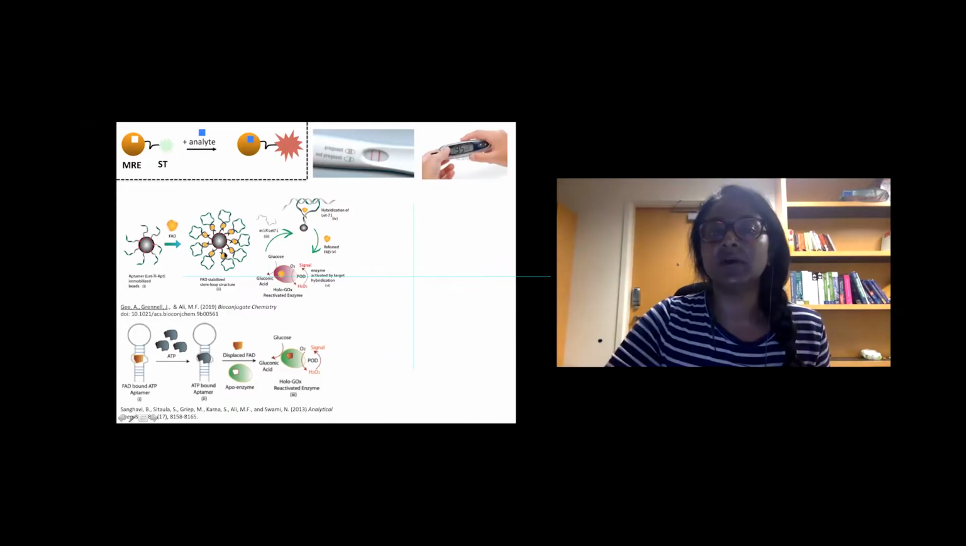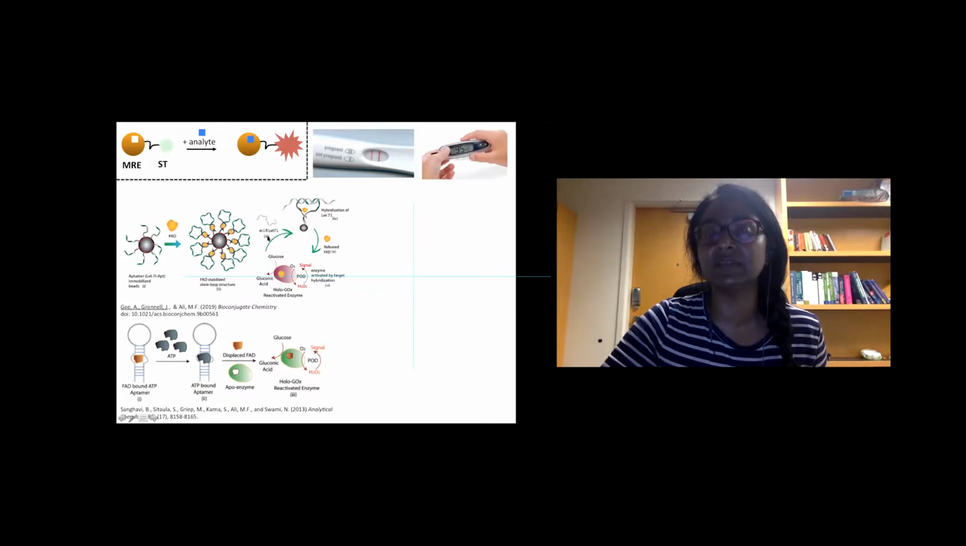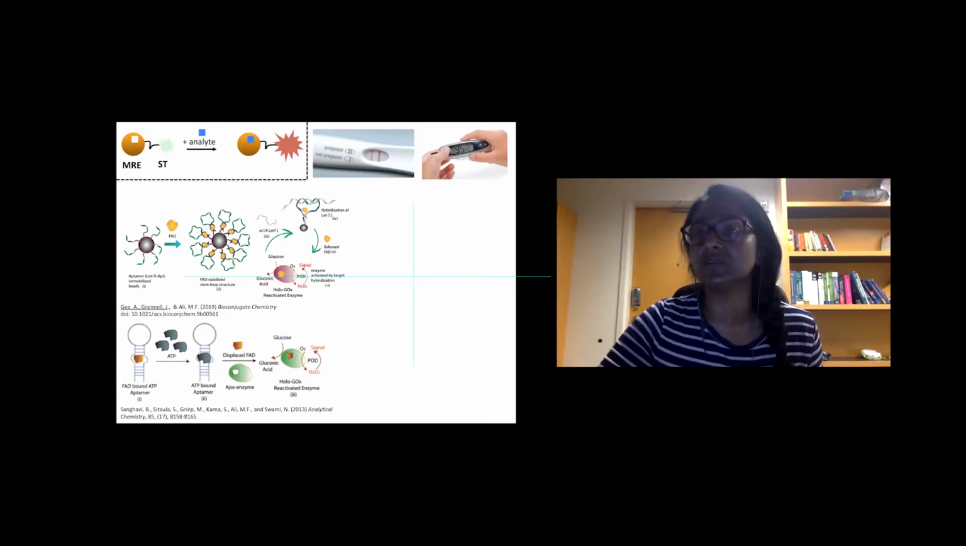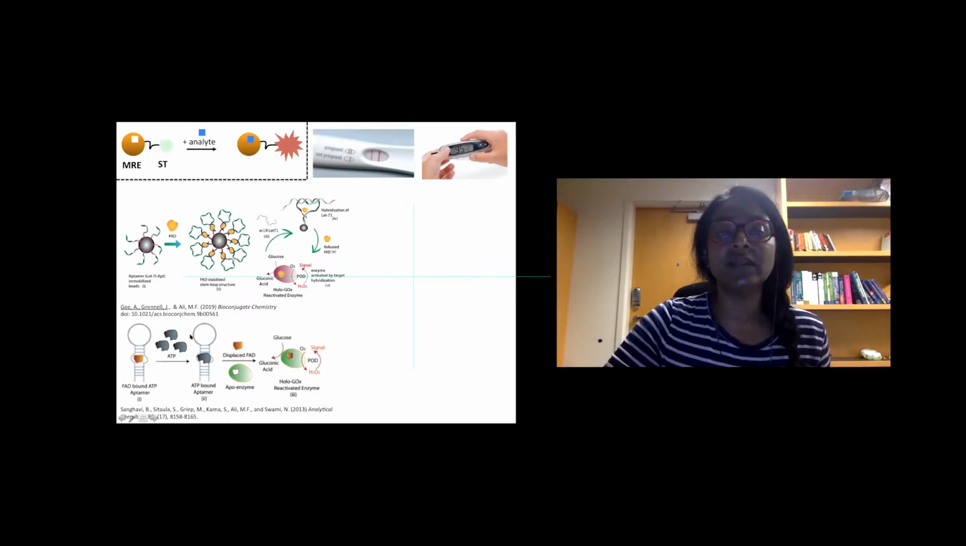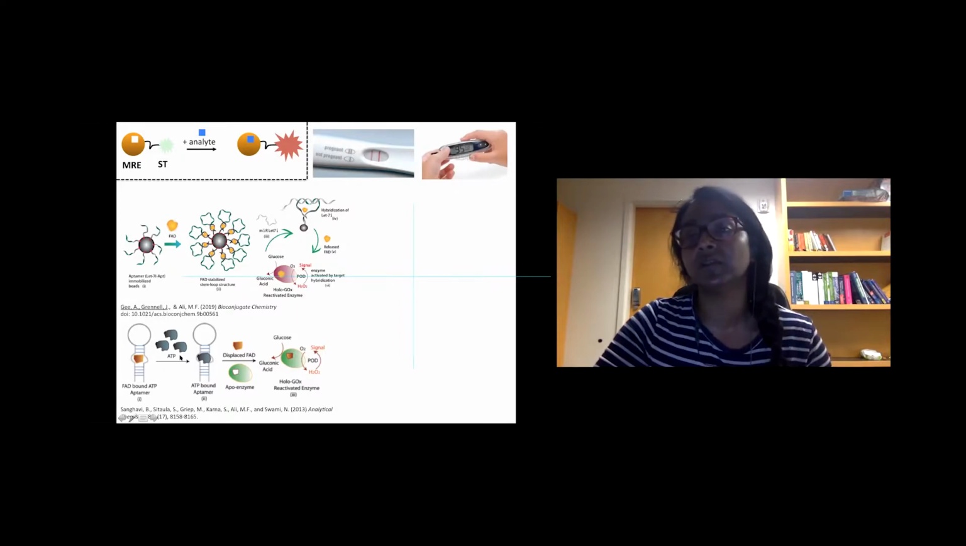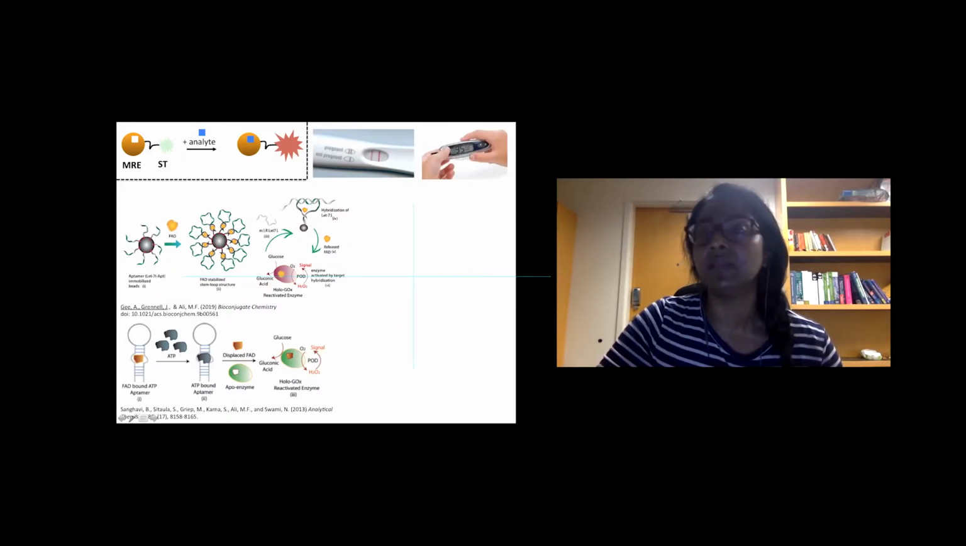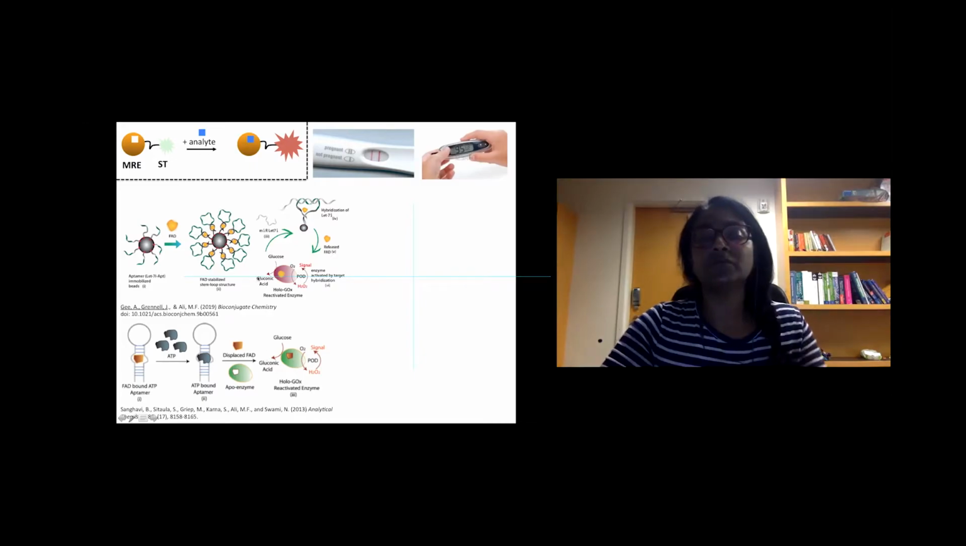We have successfully shown proof of concept using our approach for the detection of miRNAs, in this case miR-let-7i, which is a miRNA that's been implicated both in certain cancers as well as in traumatic brain injury. We have also successfully shown that we can detect ATP in very, very low concentrations in blood serum.